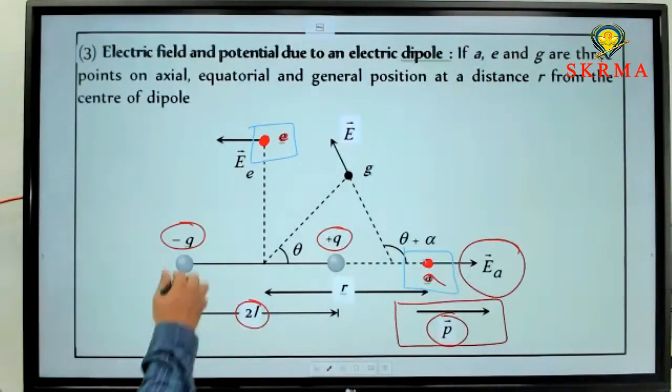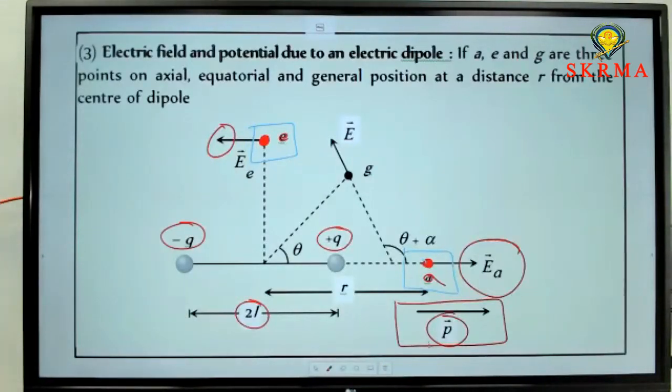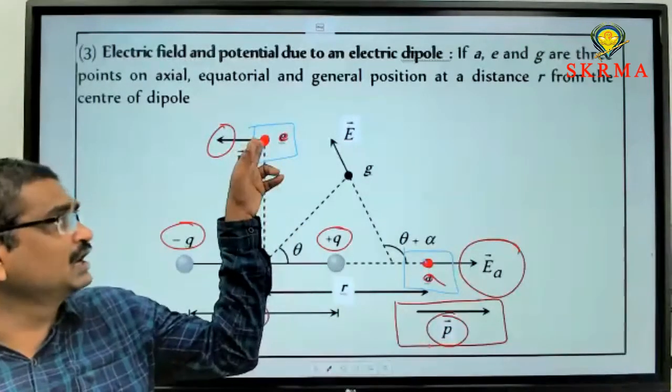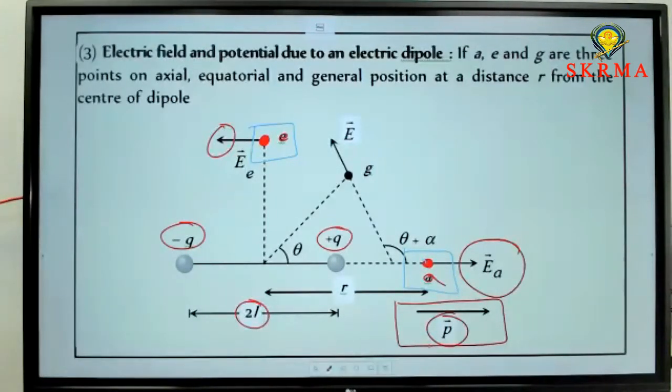Next, on equatorial line, electric field is opposite to the dipole moment. You have to remember that direction also. So direction of the electric field on axial line is same as dipole moment. On equatorial line, opposite to the dipole moment. So just remember that.